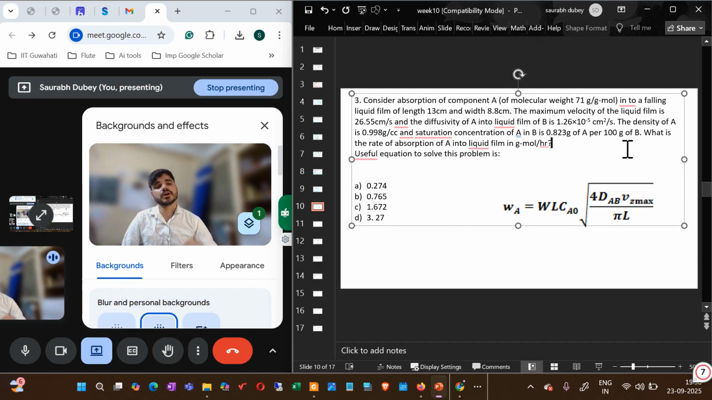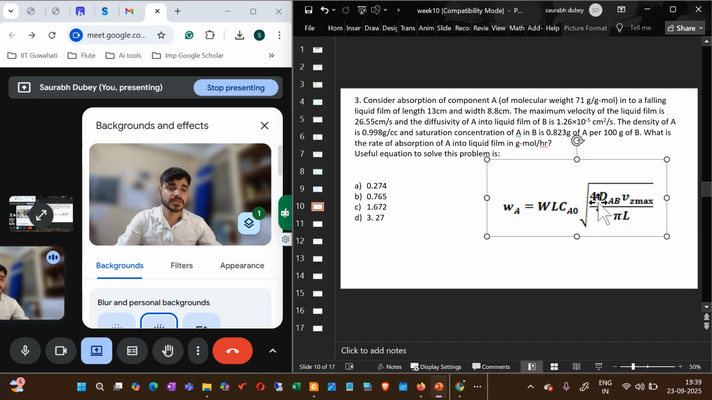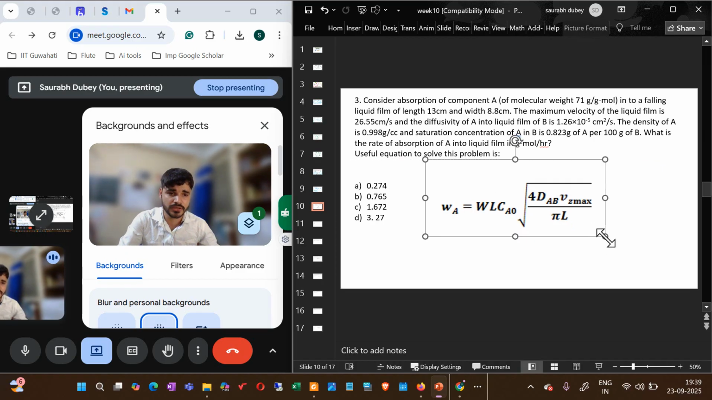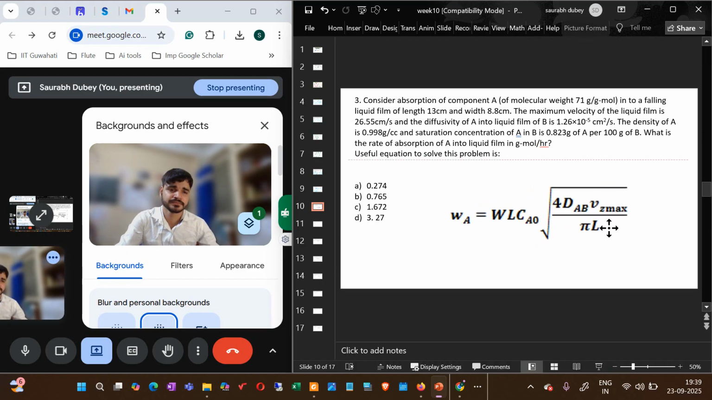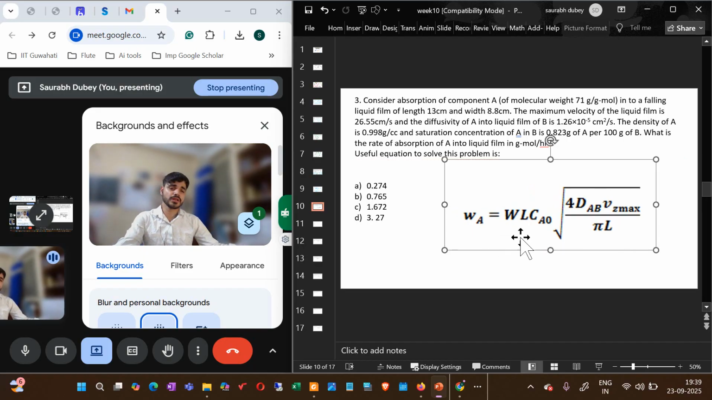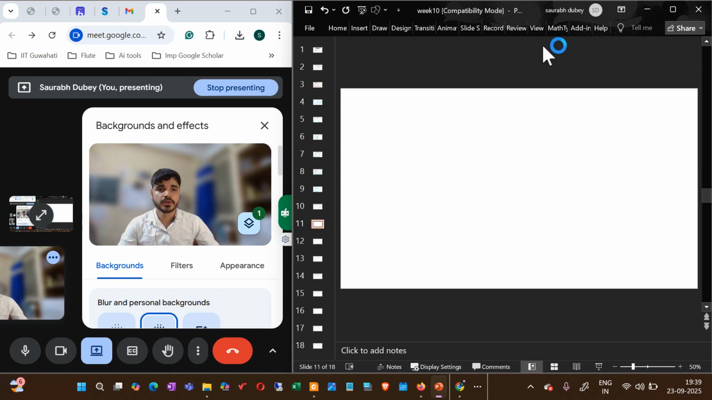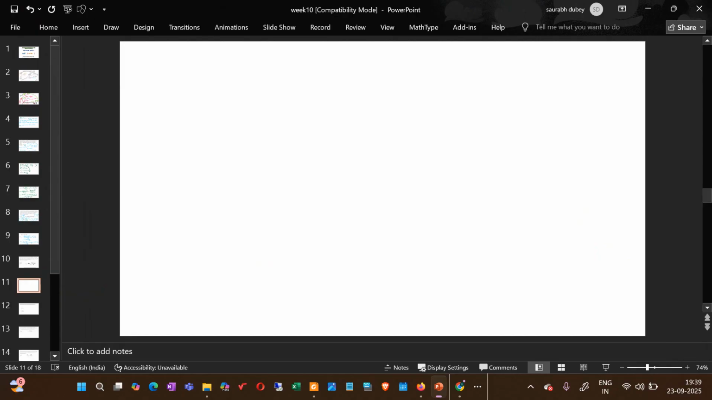Useful equation to solve the problems. So you see that everywhere you are given the useful equation. So only if you know the concepts can you solve the problem. You don't need to memorize all the steps. Just the concepts are needed. So let me just solve it for you.